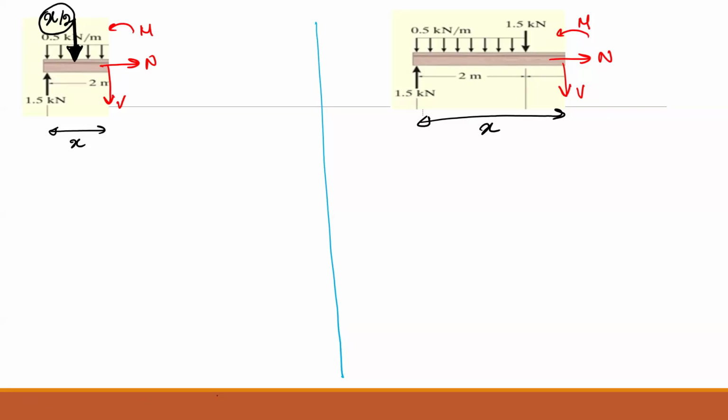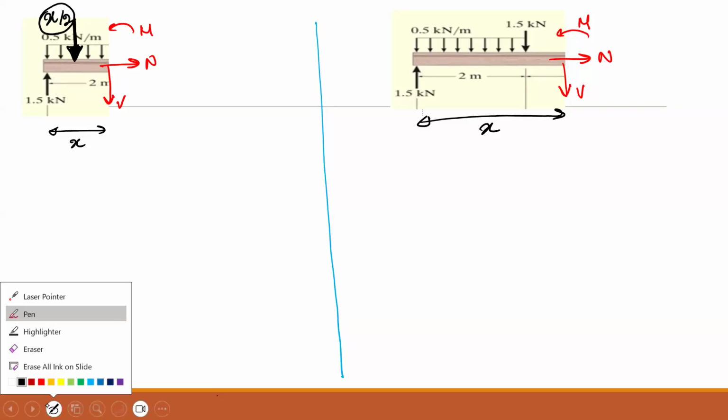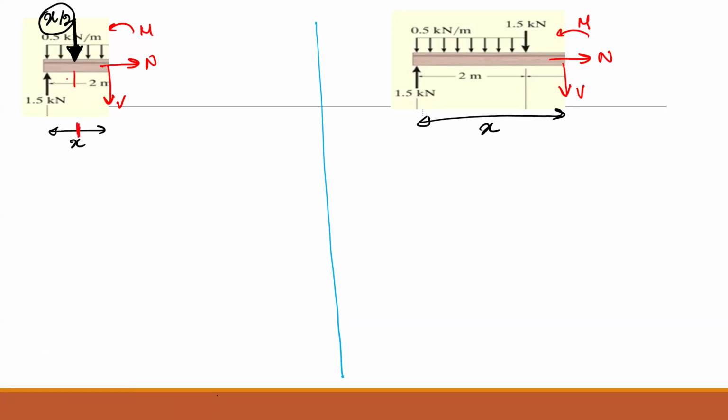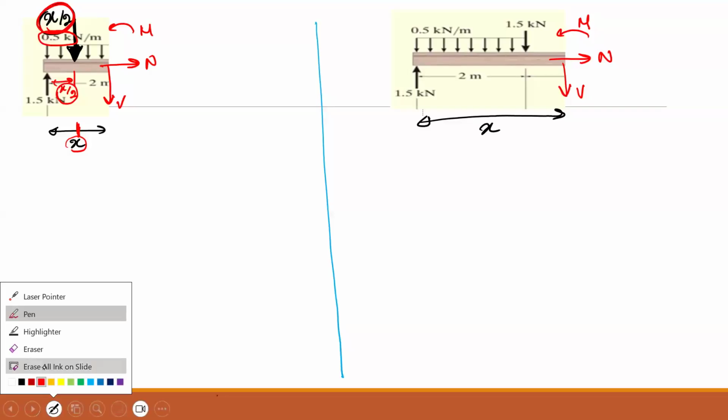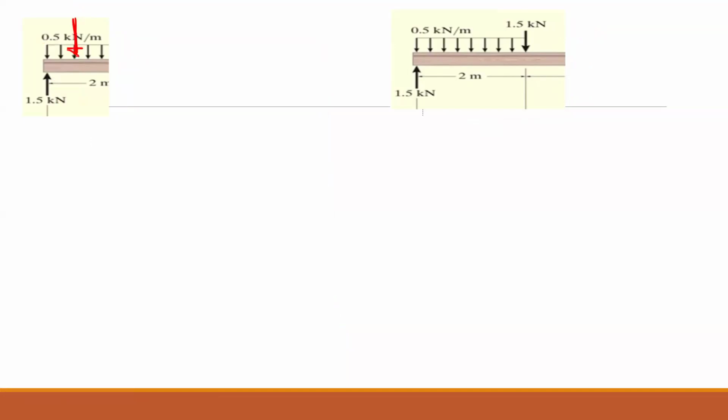So at which point is it acting? Also at x over 2, wouldn't it? Yes, so halfway. Halfway means x over 2. And how did this x over 2 come? Because this is 0.5 times x. So 1 meter has 0.5, and within x, it is 0.5 times x. So that's how the x over 2 came for the magnitude. And the distance is always halfway for a uniformly distributed load. So instead of having this distributed load, you can just have one force, which is x over 2 kilonewtons acting at x over 2 distance.